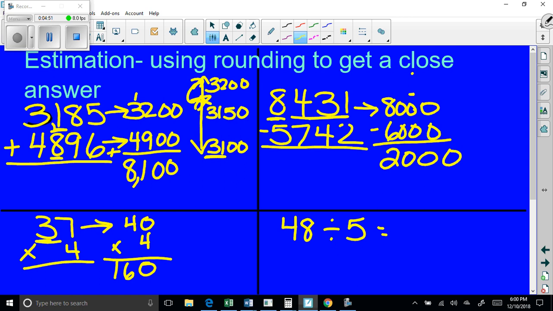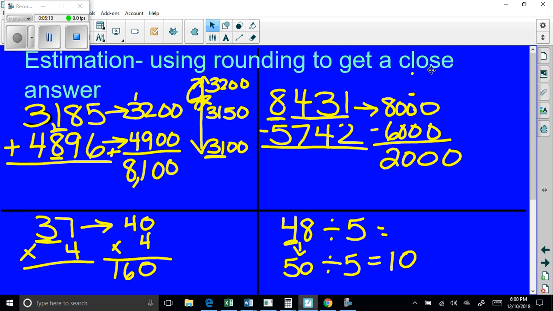And then last but not least, I have 48. And I know that I'm going to round that to the nearest 10. So that gives me 50 divided by 5. It's 50 because I have 4 tens. It could round to 40 or 50, but 48 is more than 45, which puts it closer to 50 on a number line. So 50 divided by 5 is 10. So 48 divided by 5 is about 10. And that is estimation.